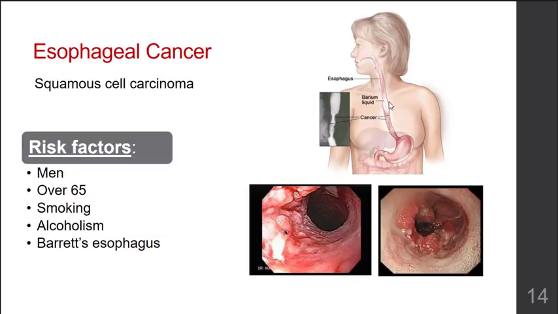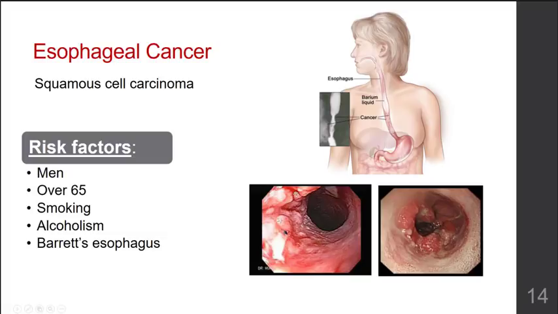It can be identified with endoscopy. So here's endoscopy showing you the lesions. It can also be identified with a barium swallow. So you can see a barium liquid is swallowed and it can be identified on x-ray. Risk factors include men over the age of 65, those who smoke, alcoholism, and then, of course, Barrett's esophagus.